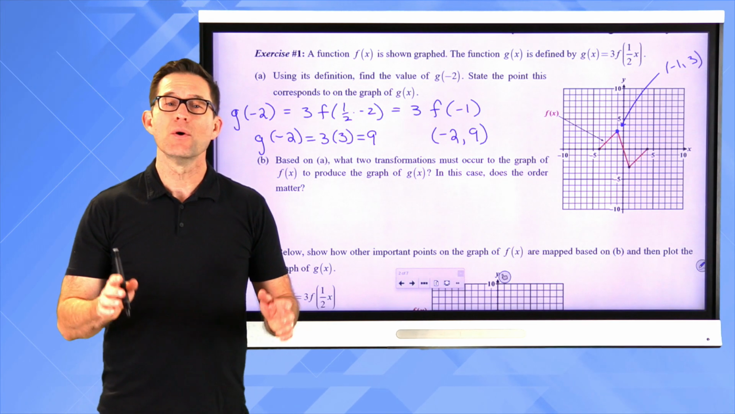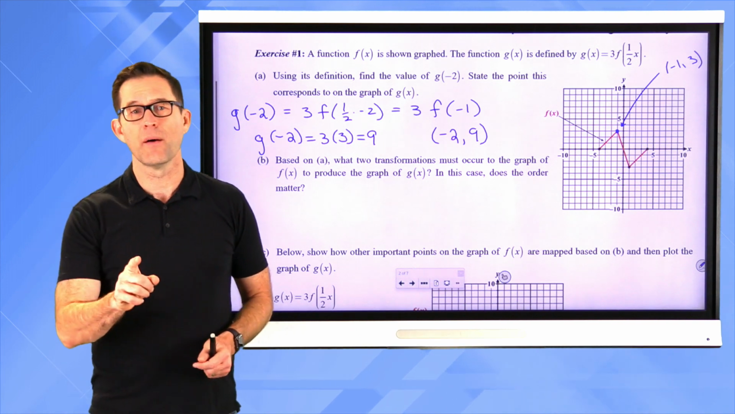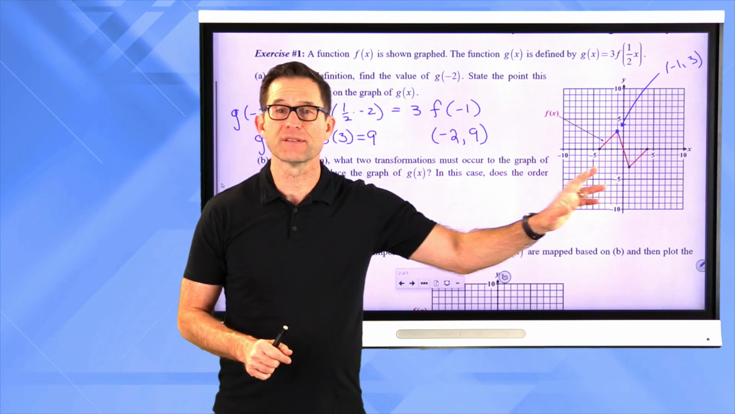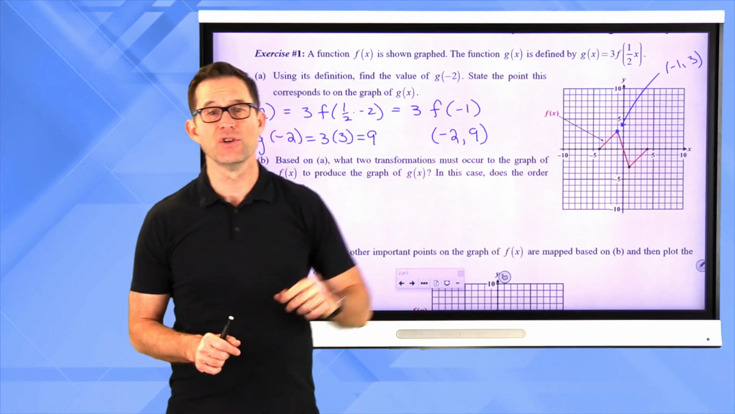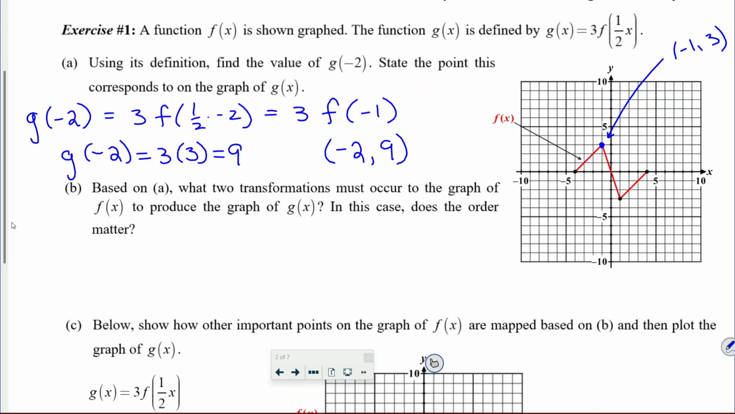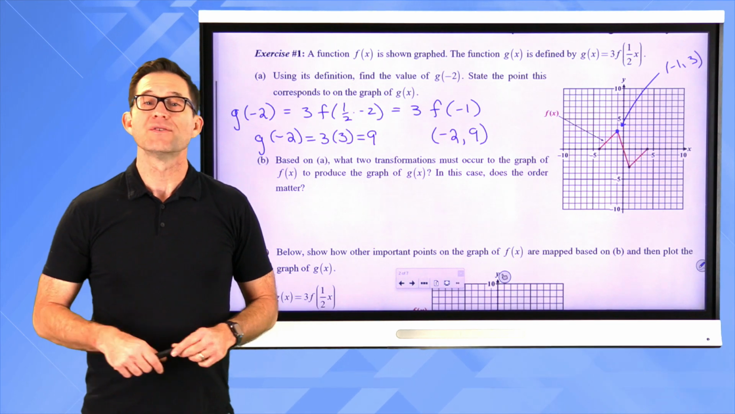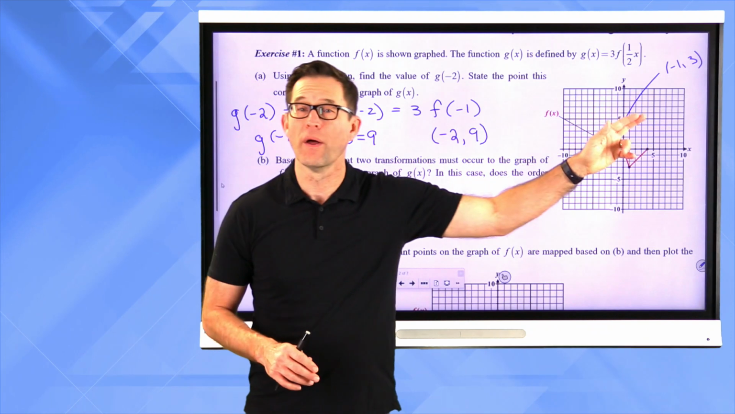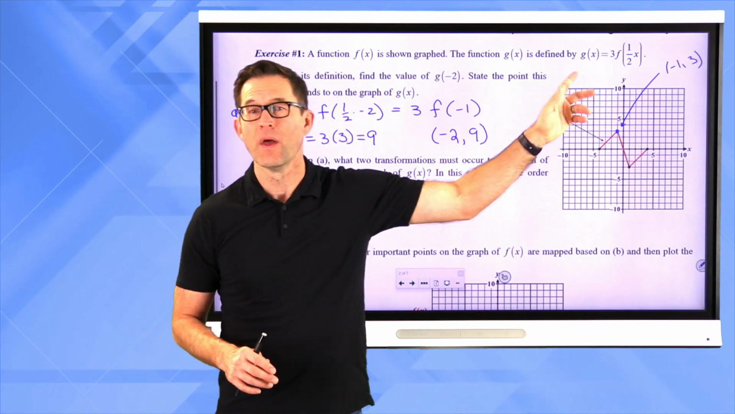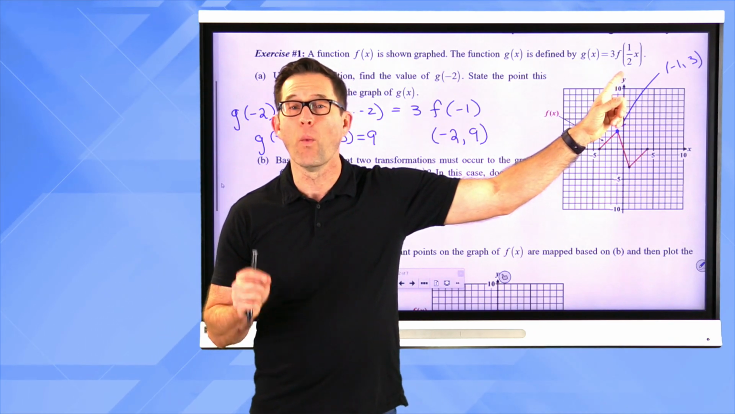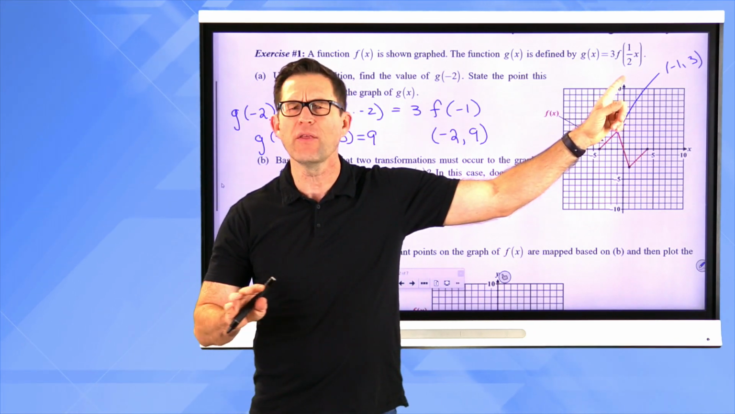All right, so pause the video now and see if you can tell me what two transformations are occurring to the graph of f of x in order to produce the graph of g of x. Take a moment to think about that. All right, so we can do it even without really thinking about the point (-1, 3), although again, it's kind of helpful. The first thing I can note is that I'm multiplying the x variable by 1/2 right before I do anything else.